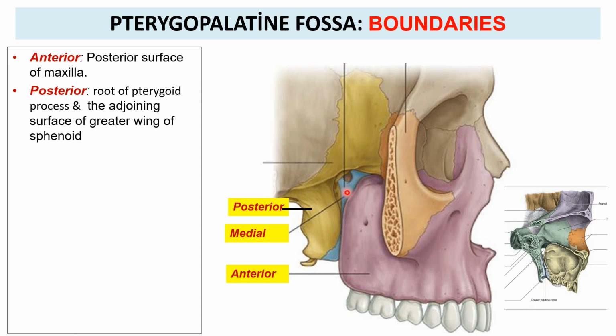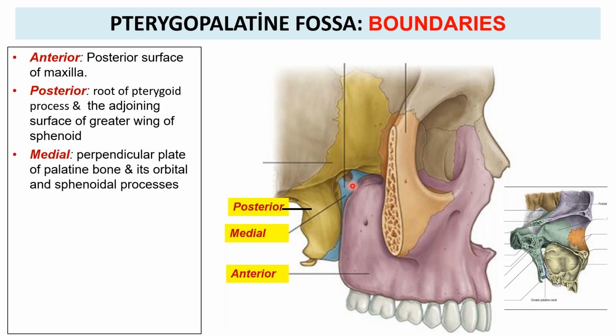Now what's there in the medial aspect? You can see medially this blue bone, and this blue bone was the palatine bone. So medially, you will have the perpendicular plate of the palatine bone with both its orbital and sphenoidal processes, which is lining or bounding the pterygopalatine fossa from its medial aspect.